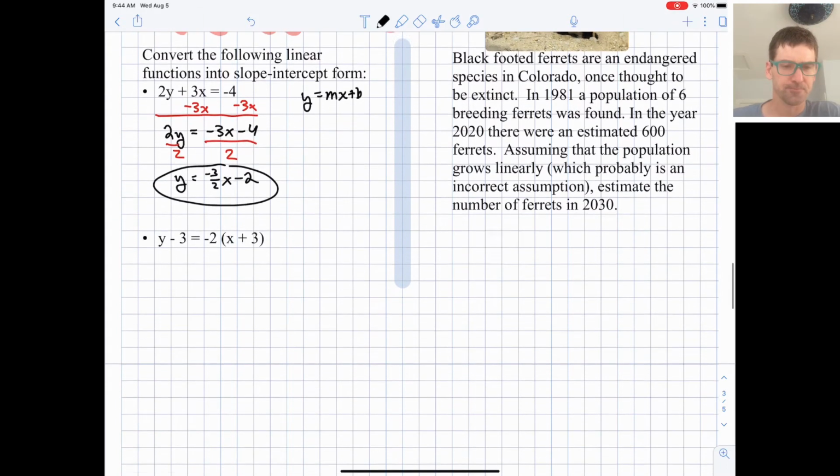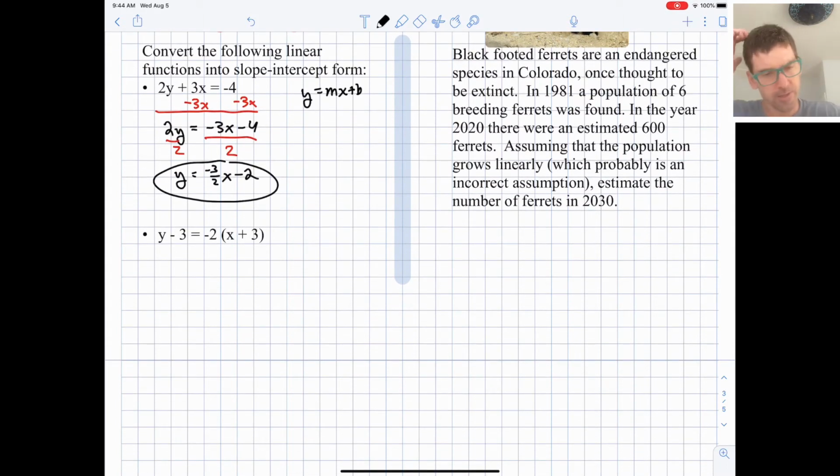Next one. By the way, before I do the next one, these are just a preview of the next couple forms of linear equations that we'll be doing. So this form is called standard form, and it has some of its benefits for sure. This form is called point slope form. So one of the things we'll be doing as we work through linear equations is just converting between the two different forms. They have different advantages and disadvantages.